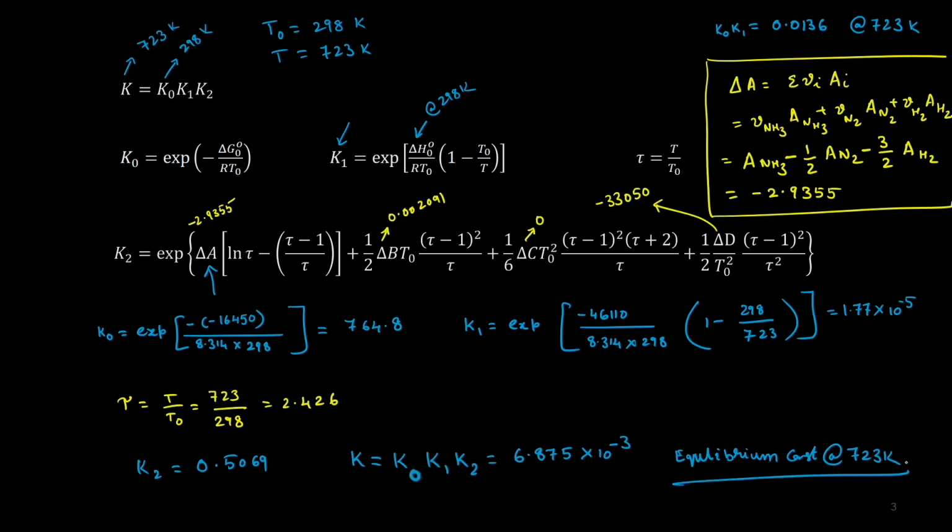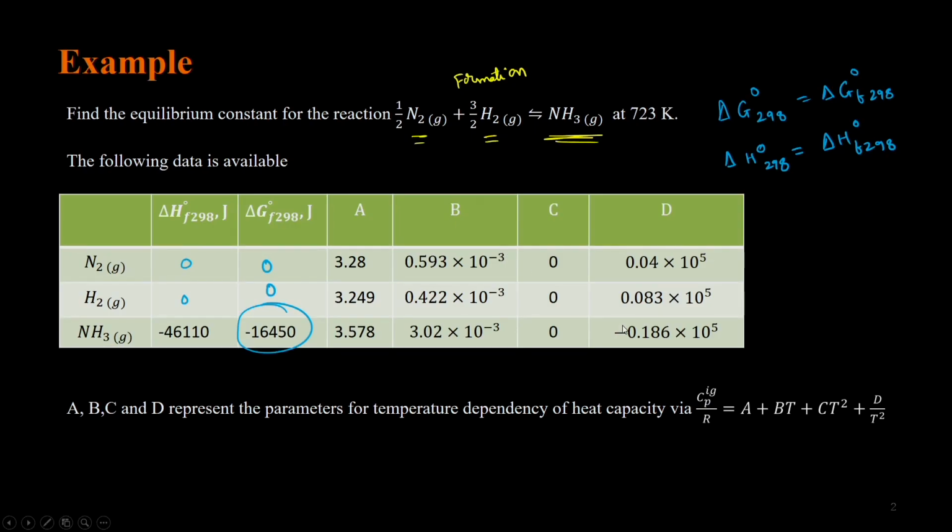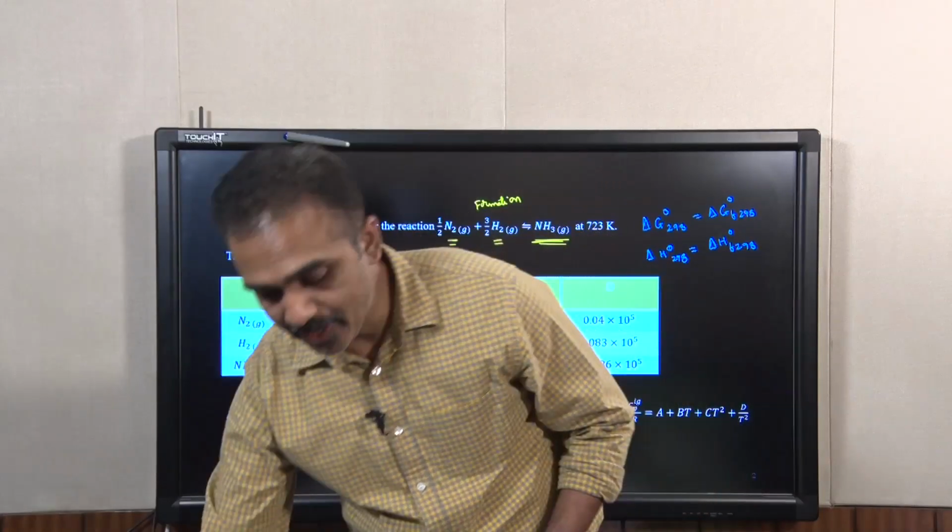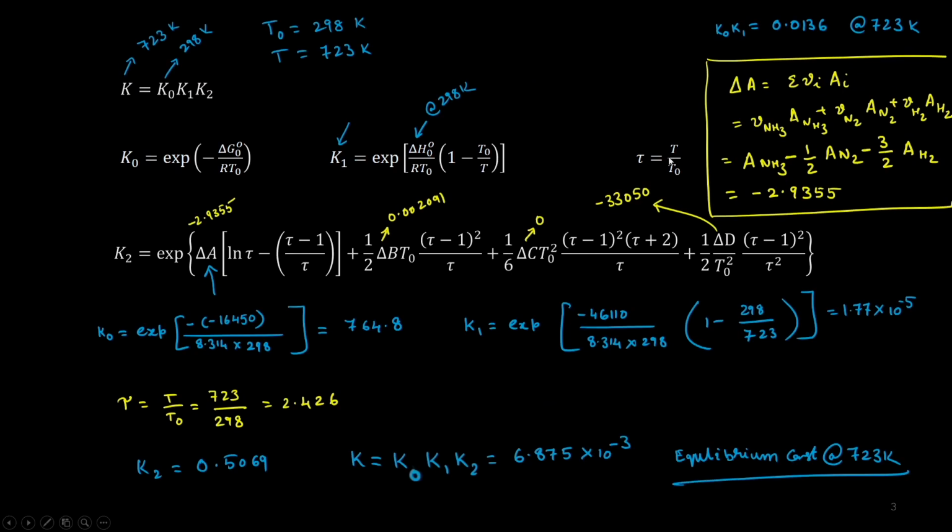Now, notice that at 298 Kelvin, the equilibrium constant is 764.8. But if I increase the temperature, the equilibrium constant has gone down and came to 6.875 times 10 to the power negative 3. It has gone down considerably, almost 6 orders of magnitude, right?